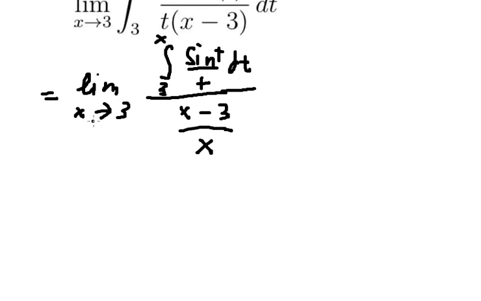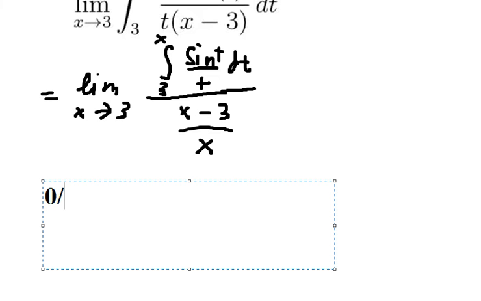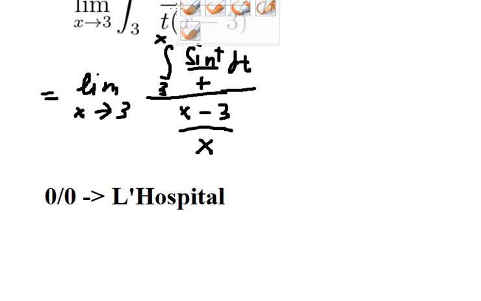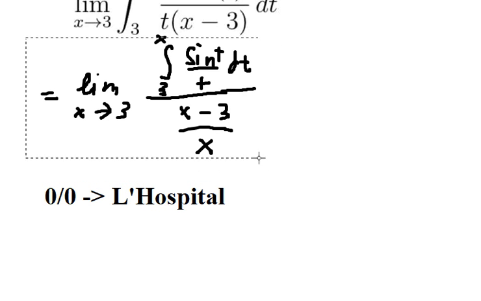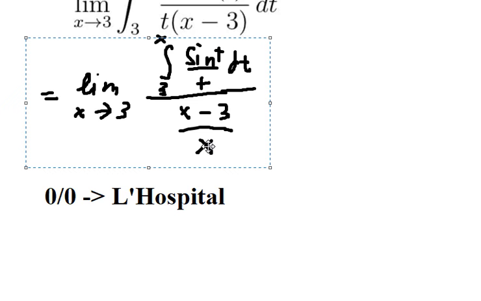Next, when s approaches the number 3, the integration from number 3 to number 3 gives about 0. If we put number 3 in here, we get 0. So we have 0 over 0, so we can use L'Hospital. That means we need to do the first derivative on the numerator and denominator.